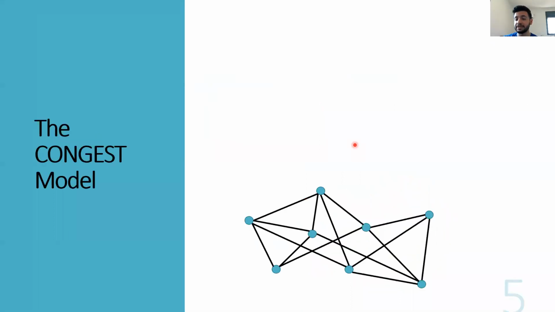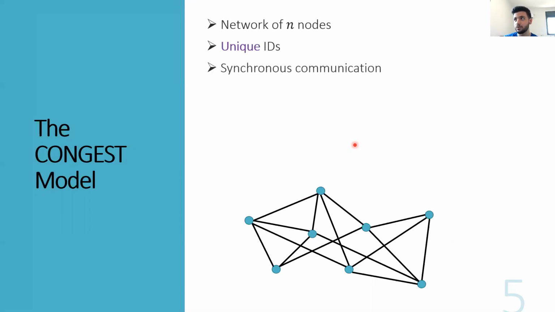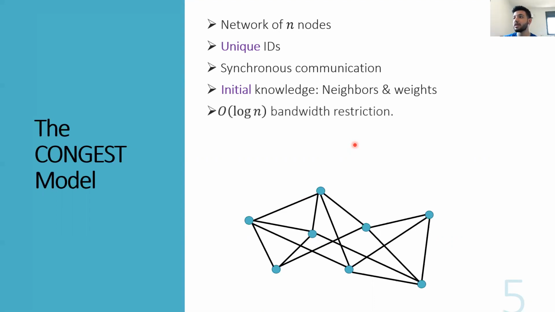The model we are going to discuss is the distributed CONGEST model of computation, in which we have a network of n nodes. Communication takes place in synchronous rounds, and nodes have unique identifiers. The initial knowledge of each node is only its immediate neighbors and the weights of its incident edges. We have an O(log n) bandwidth restriction. That is, in each round, each node can send a message of O(log n) bits to each one of its neighbors. We have unbounded local computation inside of each node. And finally, our complexity measure is going to be the number of rounds of communication.